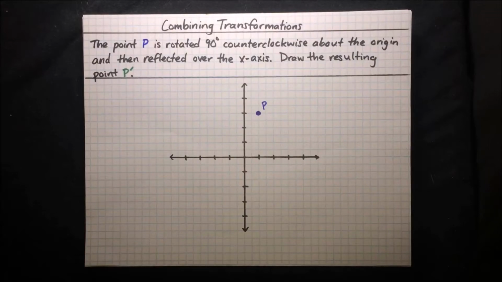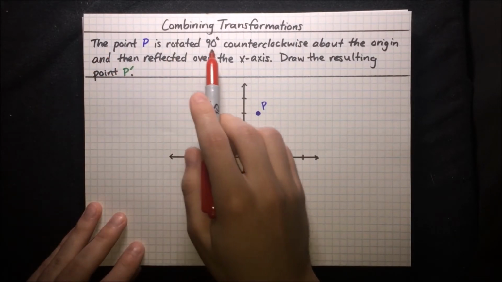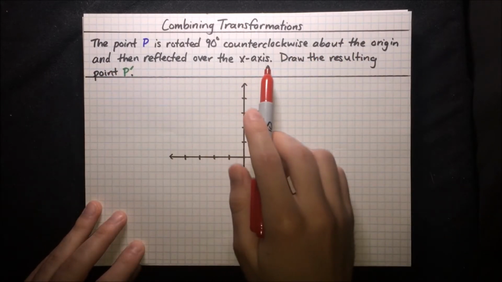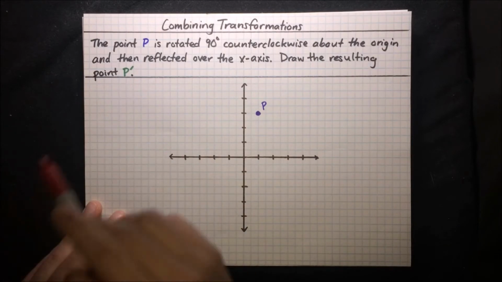We've learned about a lot of different kinds of transformations, and in this video we're going to learn how to combine them. So here's our first problem. The point P is rotated 90 degrees counterclockwise about the origin, and then reflected over the x-axis. Draw the resulting point P'. Why don't we just take this one step at a time?